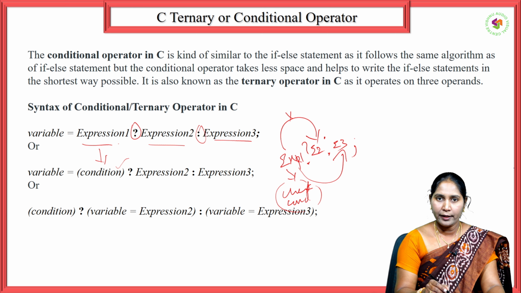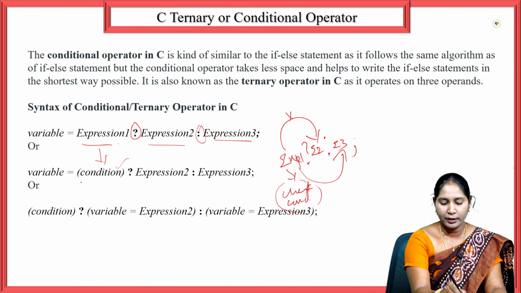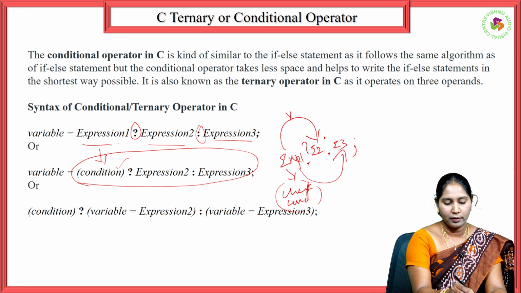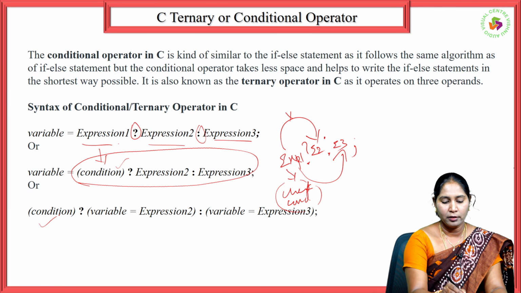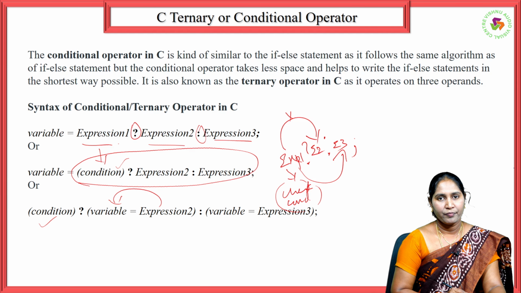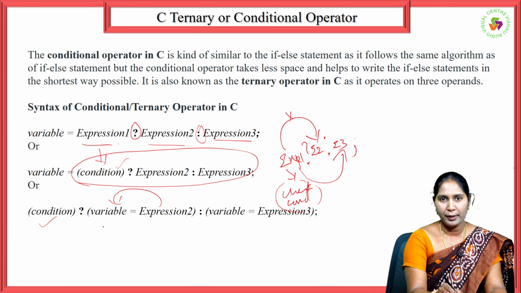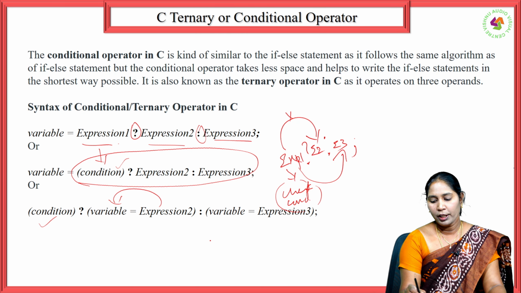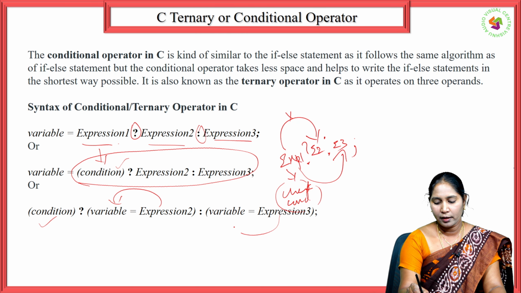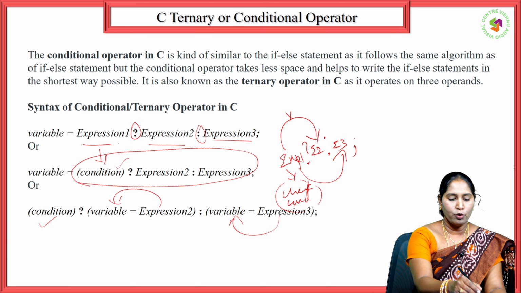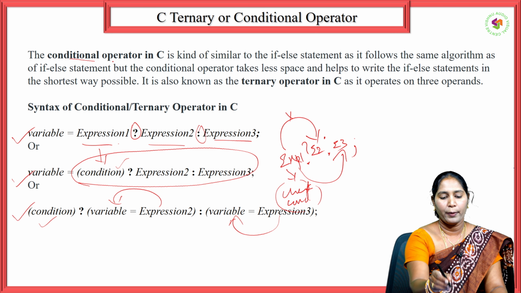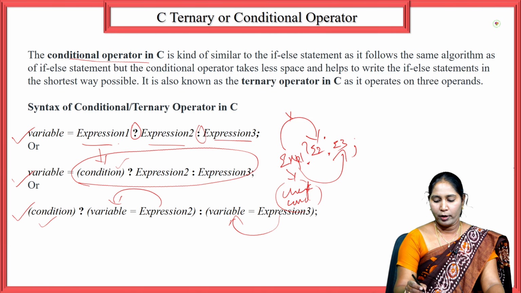Or I can also rewrite that syntax with the condition in brackets, then a question mark. Then I can directly assign the value to the variable which I have declared in my program. Instead of expression 2, I'll write variable equal to expression 2, colon, then variable equal to expression 3. Whatever result we have here will be stored. So any of these three different syntaxes I can use for writing the ternary or conditional operators program.